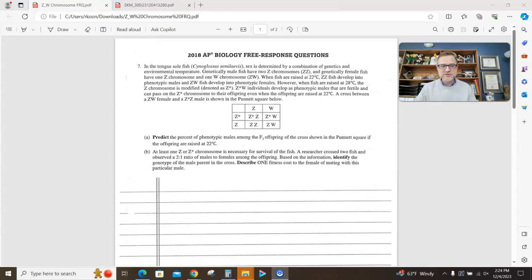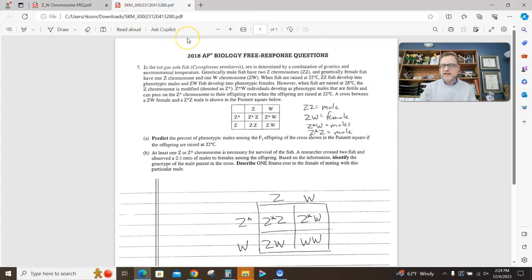Okay, so they give me the Punnett square. The first question, predict the percent of phenotypic males among the F1 offspring of the cross shown in the Punnett square if the offspring are raised at 22 degrees Celsius. So I'm going to navigate over to how I wrote up the question. So this question, you probably need to read about 3 times before you get what's going on. All that A is asking for is what percentage of the offspring here are male. And I wrote right here, ZZ is male, ZW female, Z star W is male, and Z star Z is also male. So, I needed to write that down separately just to make sure that I had it clear.